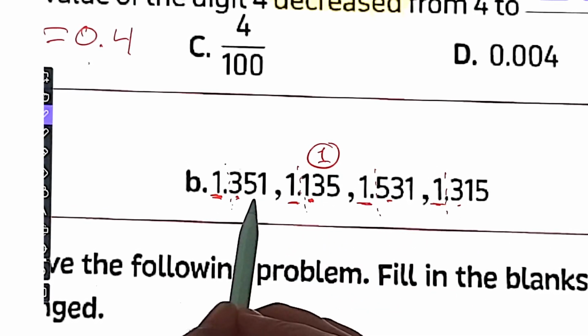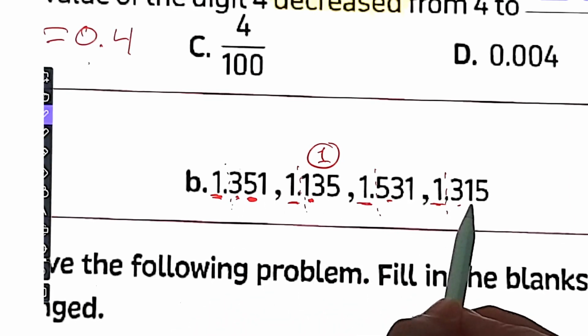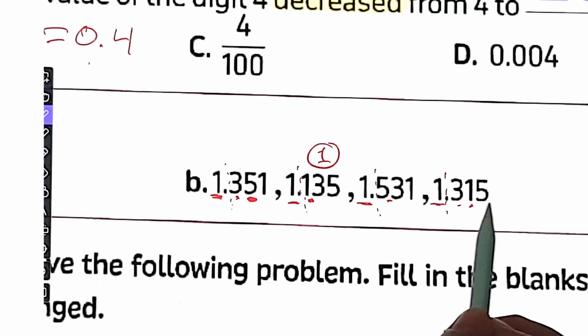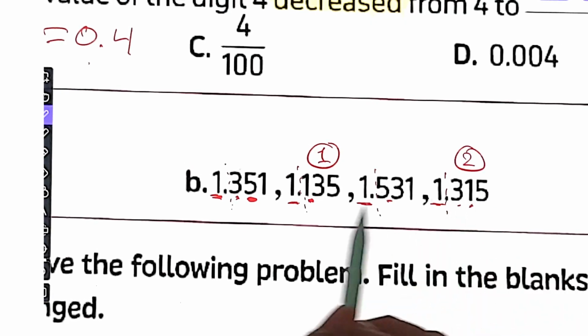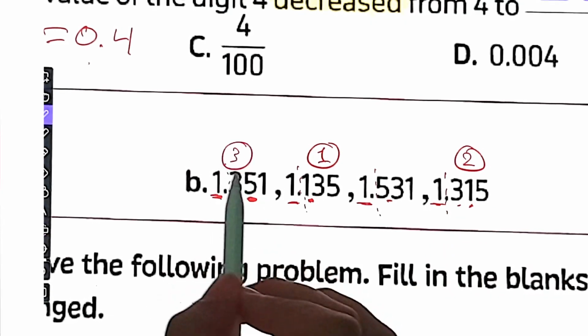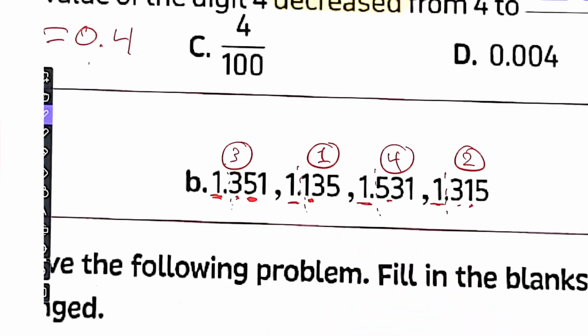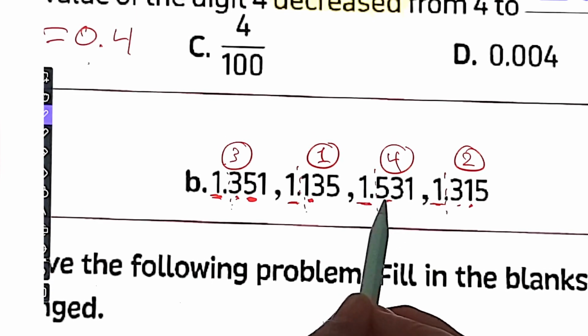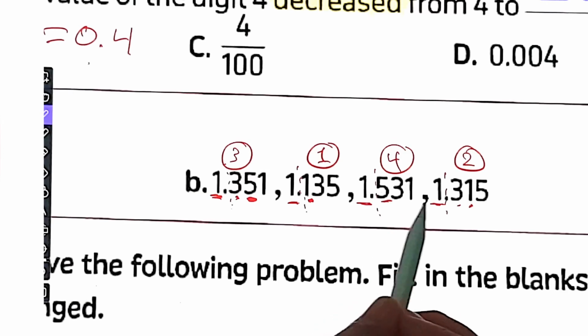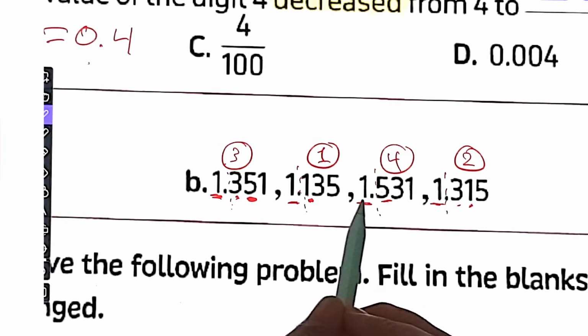Let's compare the second digit. The second digit here is 5. The second digit here is 1. Which is smaller? Of course 1. So this will be number 2. This will be number 3. And this will be number 4. And we know that this will be the bigger from the beginning. Why? Because the first digit in the decimal part is 5 and it is the biggest digit in the tenths.